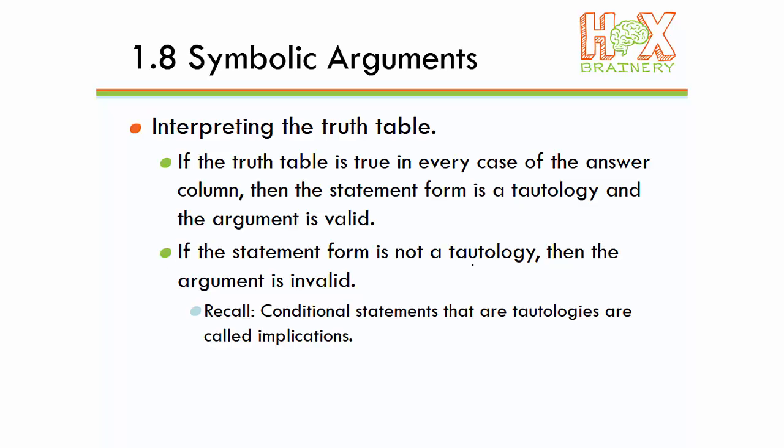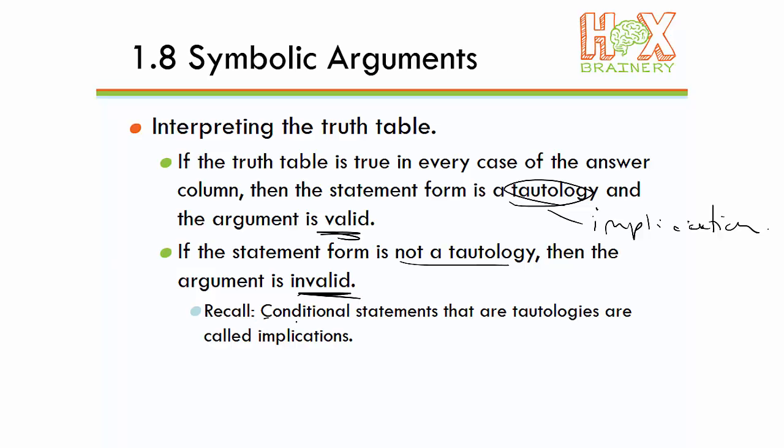So this is how we're going to interpret the truth table. If the truth table is true in every case of the answer column, then the statement form is a tautology, and it's also an implication. So we can add that here, implication. And the argument is valid. So if you get tautology, it's a valid argument. If the statement form is not a tautology, so even one of those truth values down the main column, even if one of them was false, then the argument is invalid.